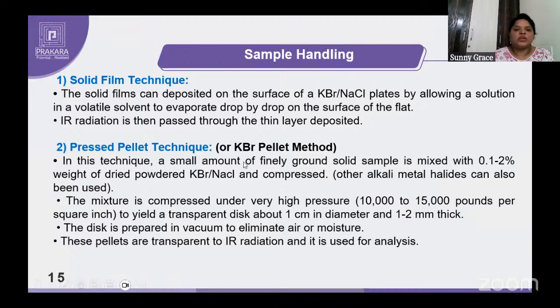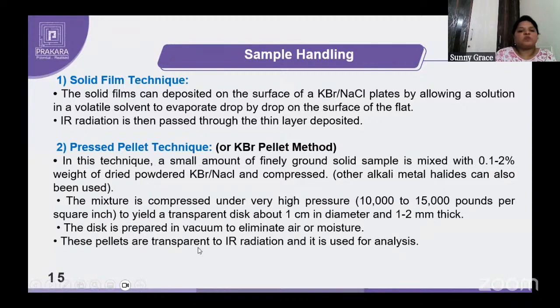So in this technique, a small amount of finely ground solid sample is mixed with 0.1 to 2% by weight of dry powdered KBr or NaCl, and it is compressed. Just now we have seen. The mixture is compressed under very high pressure, about 10,000 to 15,000 pounds per square inch, to yield a transparent disc about 1 centimeter in diameter and 1 to 2 mm thick. So this is the size of our disc which we are going to prepare. That is the sample disc.